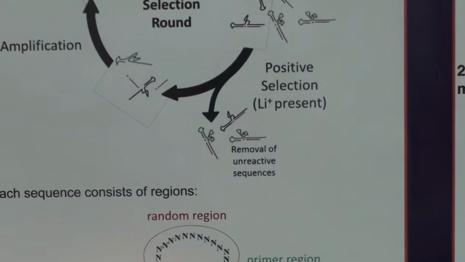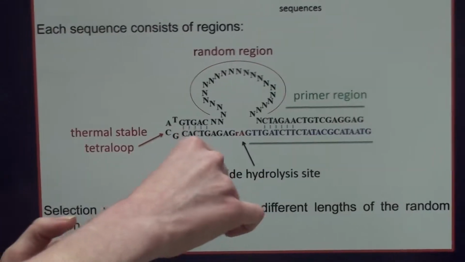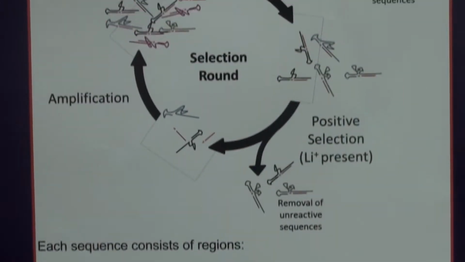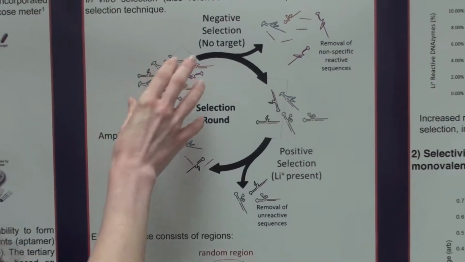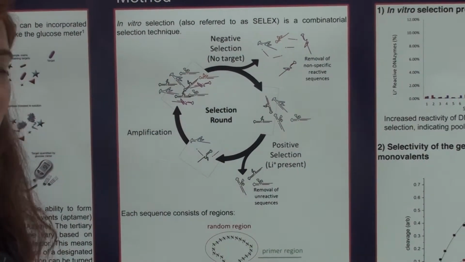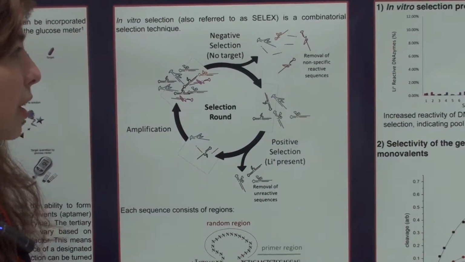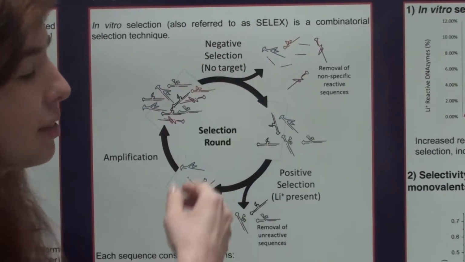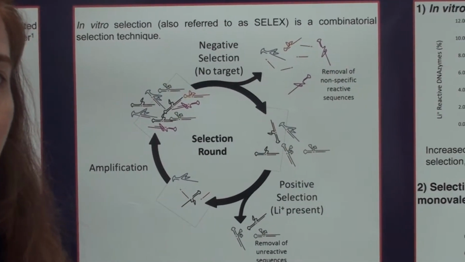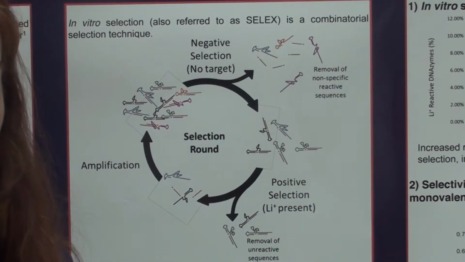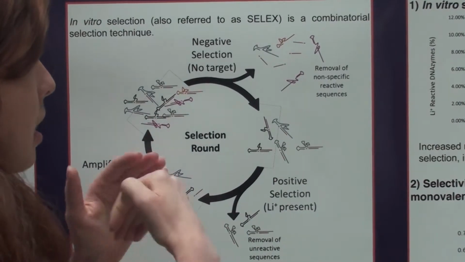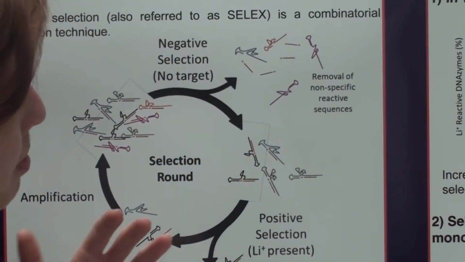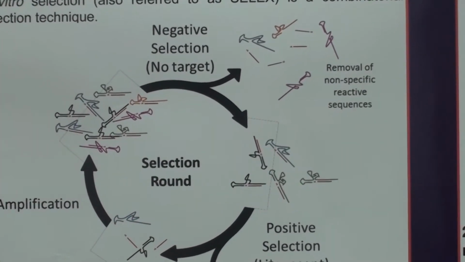In order to find out what this random region is, we can use a technique called in vitro selection. In in vitro selection, we start off with something like 10 to the 13 different types of sequences, a very high number, and we expose them all to negative selection, conditions that contain ions that we don't want our DNA to be reactive with. That causes the cleavage reaction again, so we have two different sizes of DNA floating around in solution.